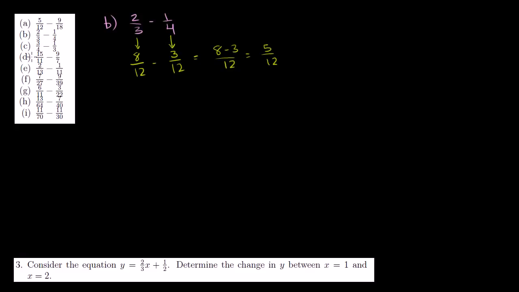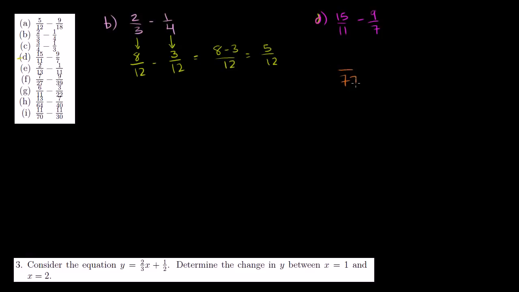Let's do D. D, let me do a different color. D, 15 elevenths minus 9 sevenths. Let's get a common denominator. Let's see, between 11 and 7, I think 77 is going to be the first number you're going to find that is divisible by both. You just multiply the two.